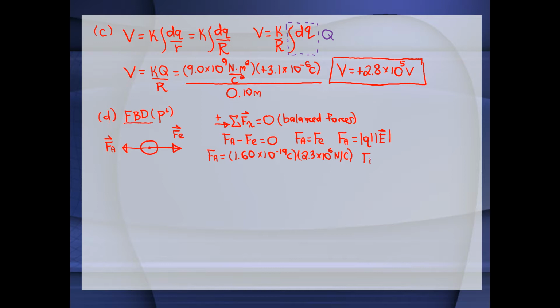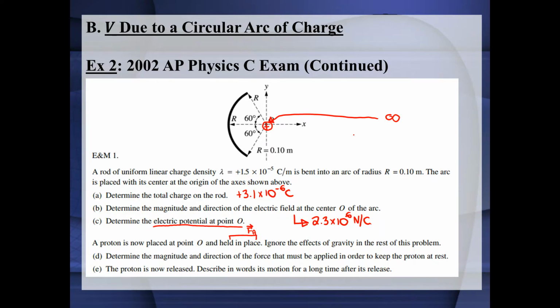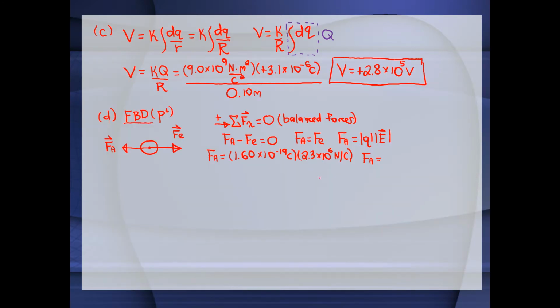And then that's going to give me an applied force to hold this thing in place. Now it does say determine the magnitude and direction of the force. So we can just add the vector sign on here and add the direction. The direction we can see from the free body diagram. So this would be 3.7 times 10 to the power of negative 13 newtons. And the direction is towards the left. So we need to oppose that electrostatic force that's towards the right.